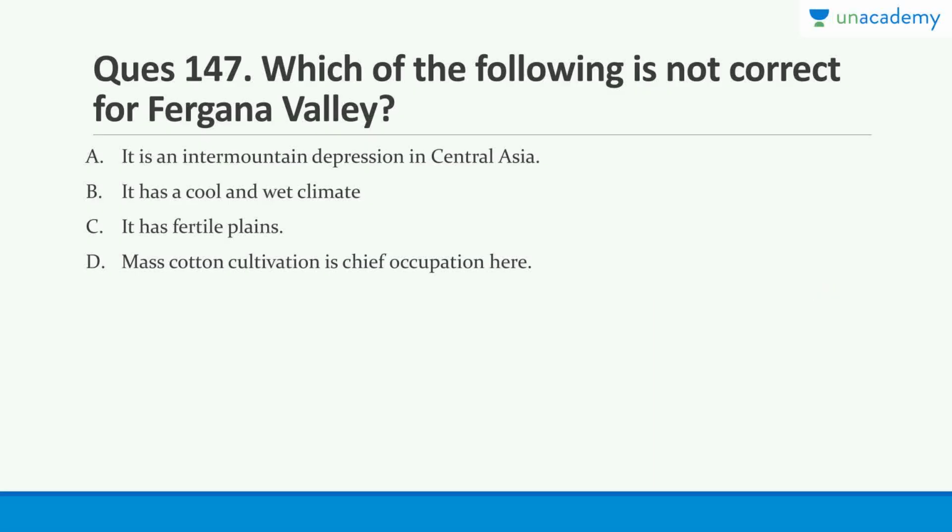Question 147. Which of the following is not correct for Fergana Valley? It is an intermountain depression in Central Asia.